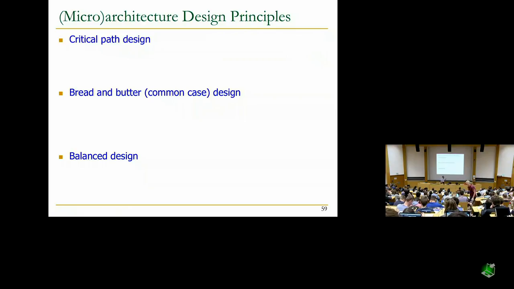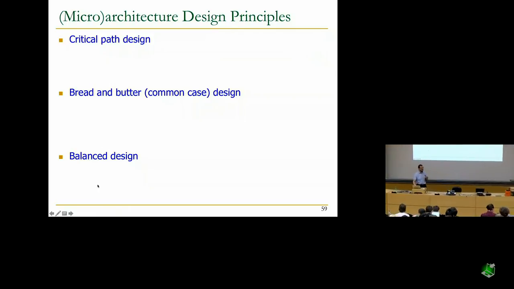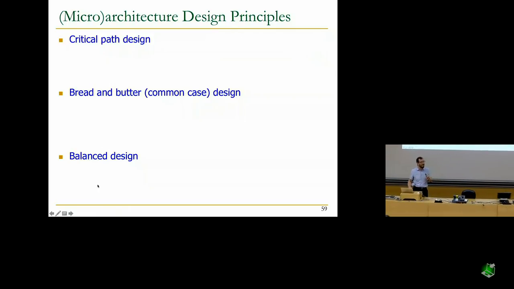Remember, this course was about principled design, and there are 3 principles of design that are important for microarchitecture or architecture in general, but microarchitecture in particular because it's a relatively low level. And these are critical path design, bread and butter or common case design, and balanced design. Now let's take a look at what these are and how the single cycle microarchitecture violates all of these principles actually.